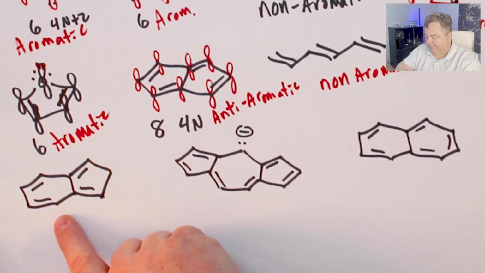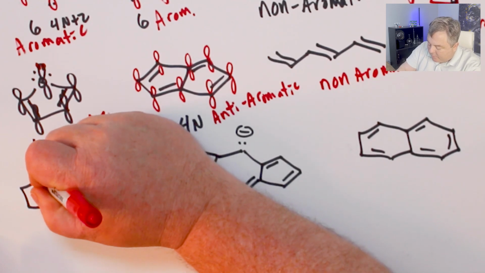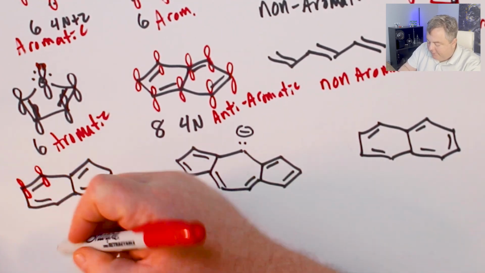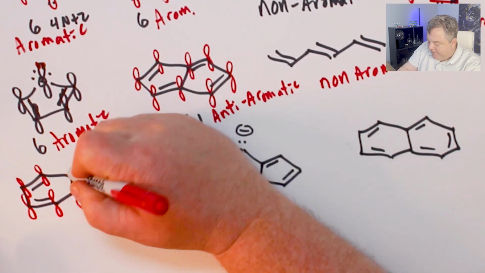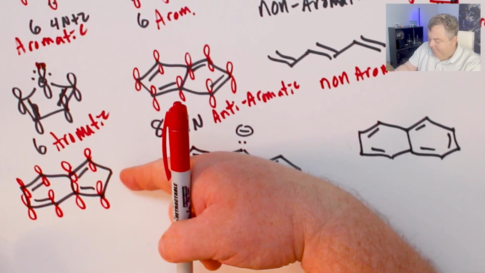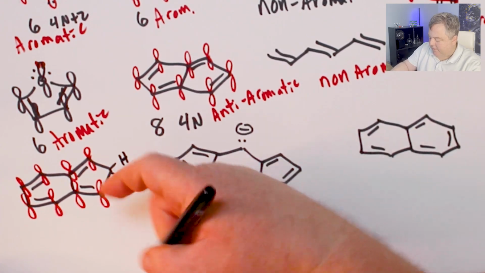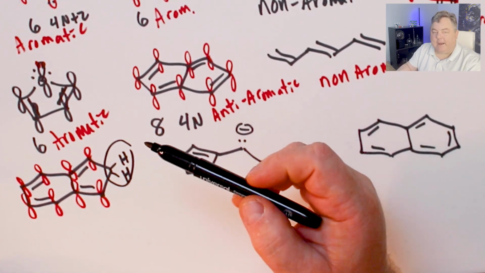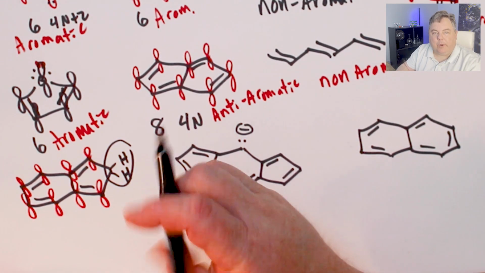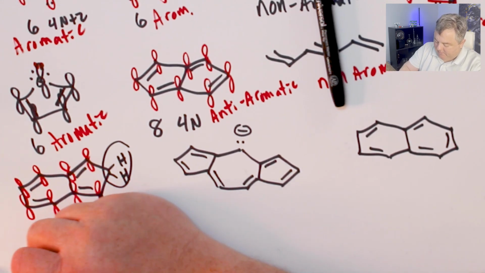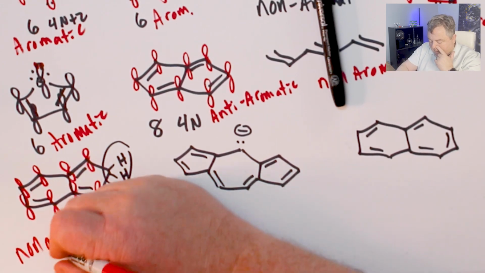How about this one? Is it a ring? Yes, it's a ring system. Is it conjugated all the way around? Well, let's look. Here's a pi bond, so there's 2. Here's a pi bond, so there's 2. Here's a pi bond, so there's 2. Here's a pi bond, so there's 2. This CH2 right here is not a p orbital. So this is a problem for me. I'm not conjugated all the way around, so all the p orbitals cannot overlap all the way around the ring, so I am non-aromatic. It's not extra stable or unstable.